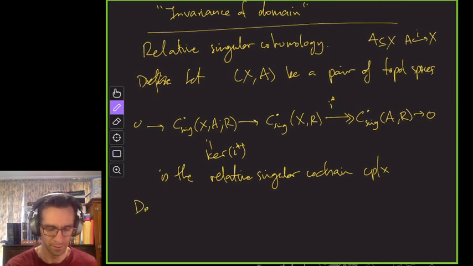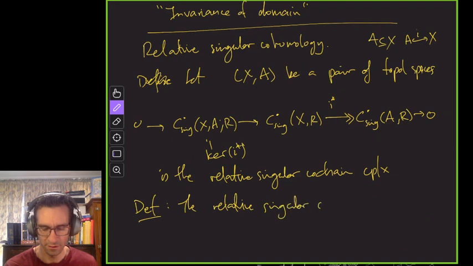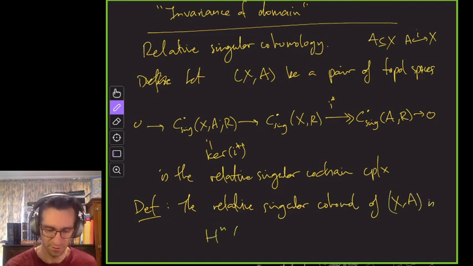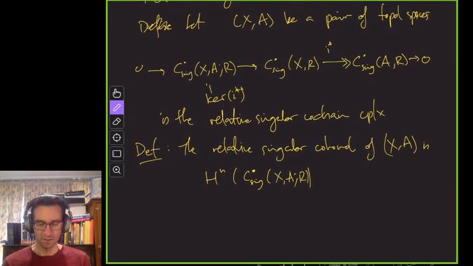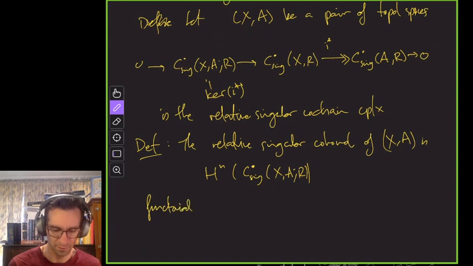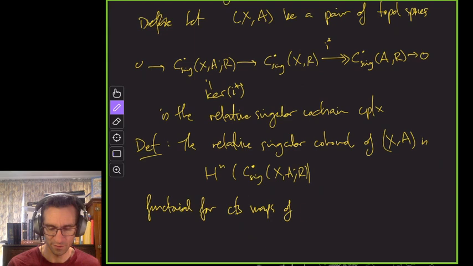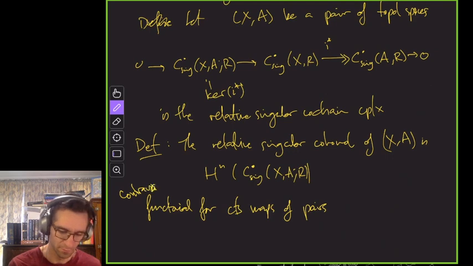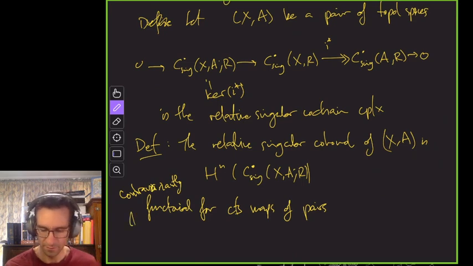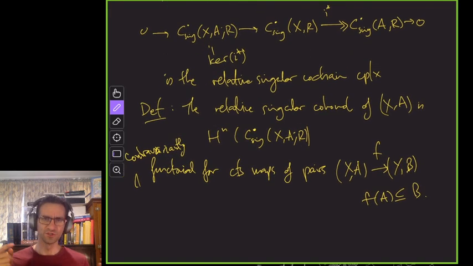So then the relative singular cohomology of this pair is this cohomology. Okay, and it's functorial, contravariantly, for continuous maps of pairs, so (X, A) to (Y, B), a map such that f of A is contained inside B. So it induces maps in the other direction.